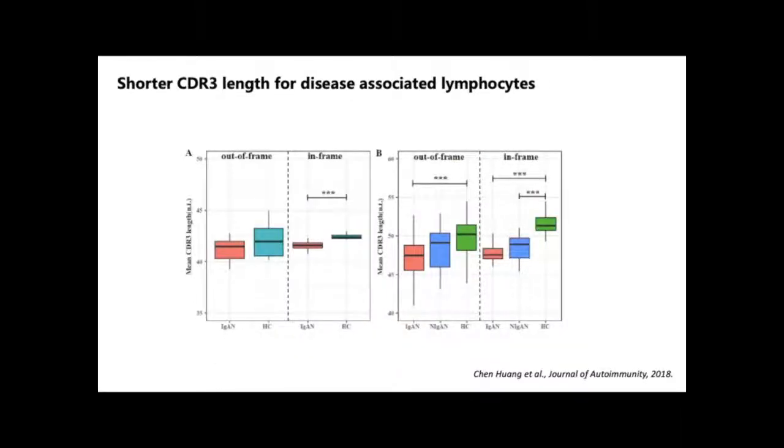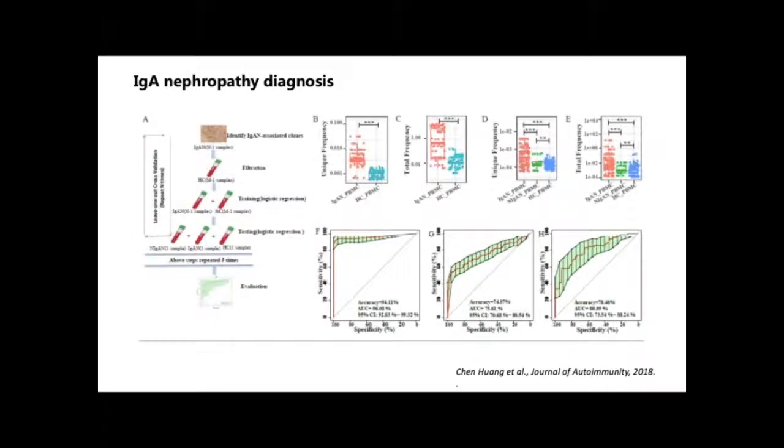And then we look at the CDR3 lengths. We look at the out-of-frame CDR3 lengths of the IgA nephropathy. We found that the overall length is significantly shorter in the IgA nephropathy compared with the controls. So this is an implication of whether these CDR3s have any pathology specificity.